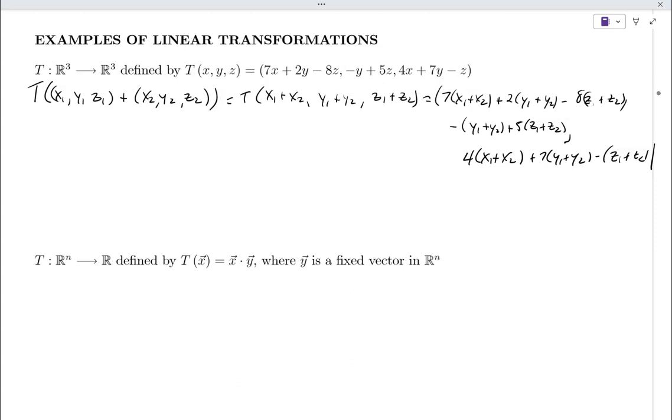I need to show that this does break up. So I could either plug in, do the T of x1, y1, z1, and the T of x2, y2, z2, and apply the transformations and see if we get the same thing. Or I could just break this apart. Let's just play with this particular vector. What can we do with the constants there in front of the sum?